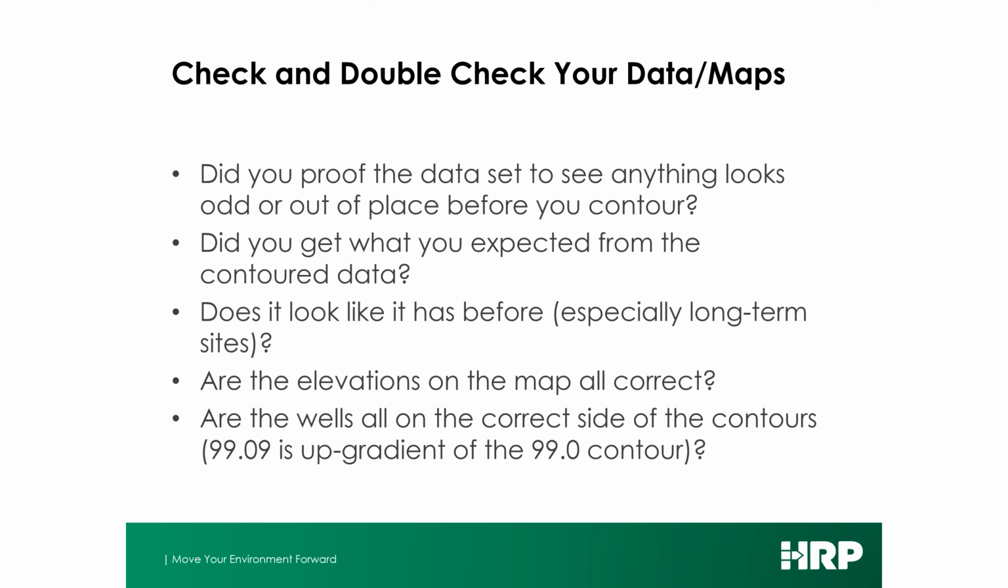Are the elevations on the map correct? Because like I said, sometimes they don't get changed. And are the wells on the correct side of the contours? I see this sometimes because people are trying to fit a contour in, and a well that's 90.09 is on the down gradient side of the 90 contour. They're just simple little things. QA/QC check. All the data seems good. If it looks wonky, maybe there's something else actually going on here.